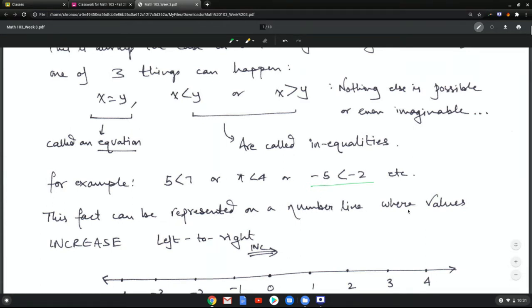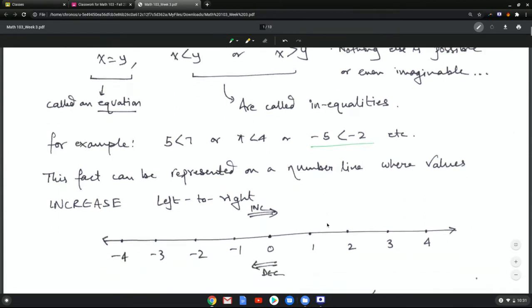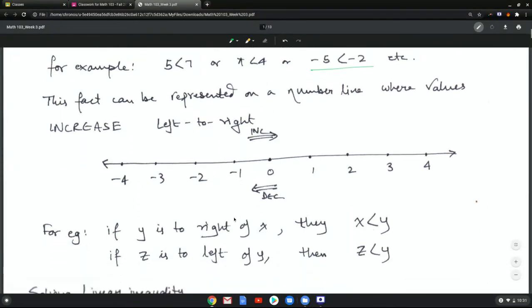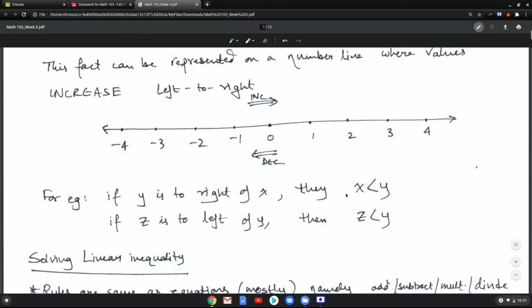Now, this fact can be represented on a number line where values increase from left to right. So you have 0 right at the center, and then you go increasing to the right and decreasing to the left. For example, if a number y is to the right of x, then we know x is less than y. And then if z is to the left of y, I know for sure that z is less than y. So we have certain relationships that can be formed between these numbers based on their position on the number line.